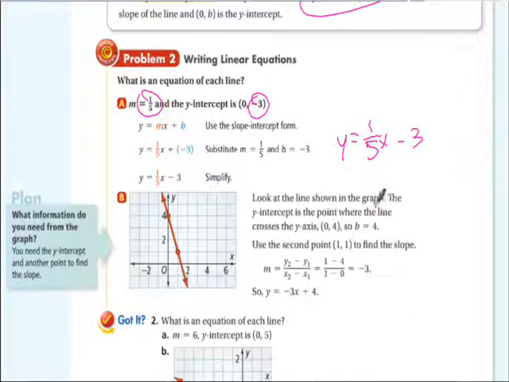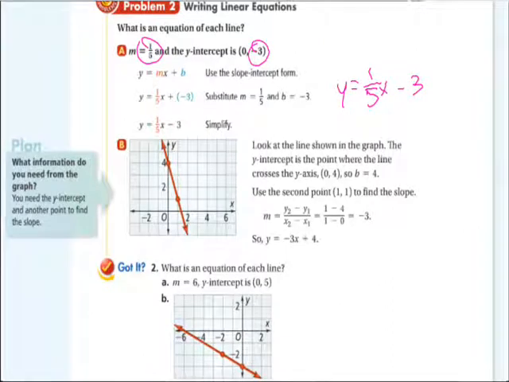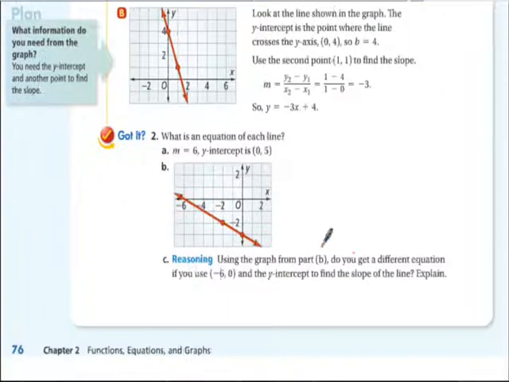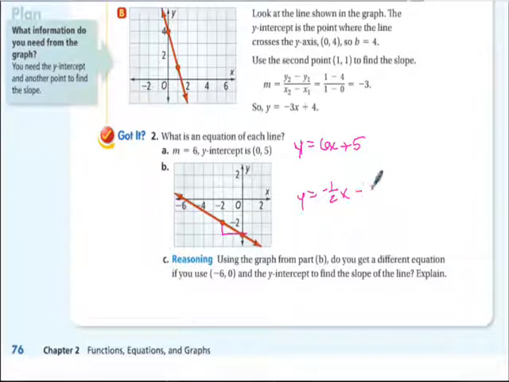Okay, that should be pretty easy. Let's try number 2. So the slope is 6, so y equals 6x, and the y-intercept is 5, plus 5. That's it. B, the slope is -1/2, so y equals -1/2 x, and the y-intercept is -3.